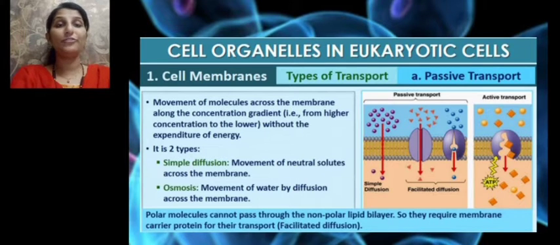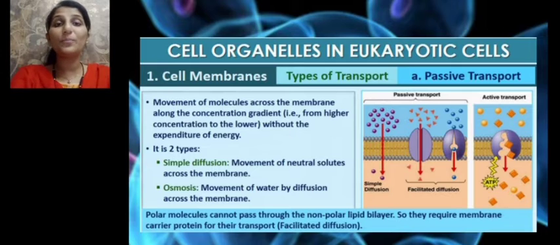Now, the next type of passive transport is osmosis. Movement of water by diffusion across a membrane, that is from a region of higher concentration to a region of lower concentration, is called osmosis. Is it clear? So passive transport is the movement of molecules across the membrane along a concentration gradient without the expenditure of energy. There are three types of passive transport: simple diffusion, facilitated diffusion, and osmosis.